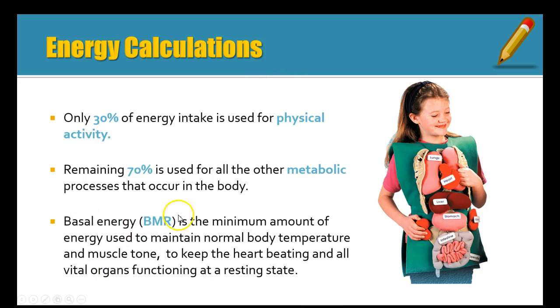These metabolic processes are collectively known as BMR, or basal metabolic rate, and that's the minimum amount of energy used to maintain a normal body temperature and muscle tone, to keep the heart beating and all other vital organs functioning at a resting state. Now, you need to know this definition, so you should be writing that down.